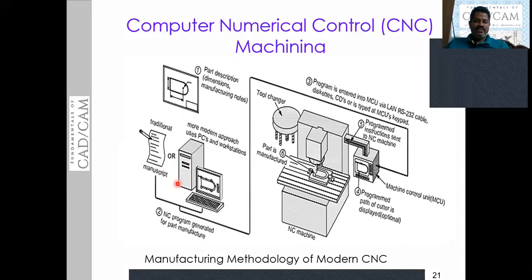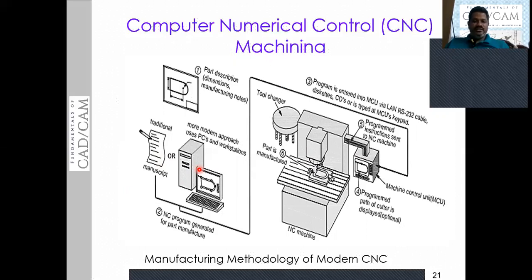Suppose in the case of the conventional numerical control machine, the NC machine, there is a probability that the punched card may fail because of its reusability. It may spoil. A number of times we cannot use the punched card. That is the disadvantage of the punched card. After using it so many times, the punched card or tape can spoil.